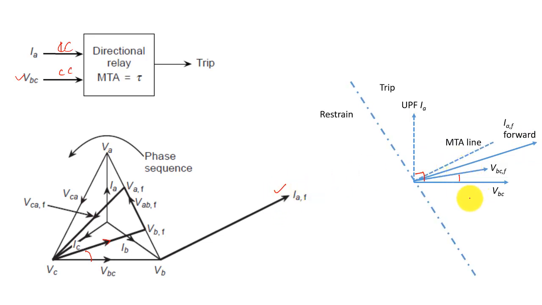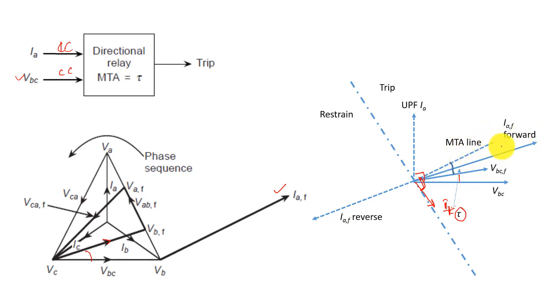Now if we plot the MTA line, we can see the MTA line will obviously make an angle of 90 degrees to the current flowing in the pressure coil. This is your IPC. So it will make an angle of 90 degrees to IPC, and this is your MTA, tau. And if we plot IF reverse, obviously it will be in the opposite direction to IF forward, in the forward direction.